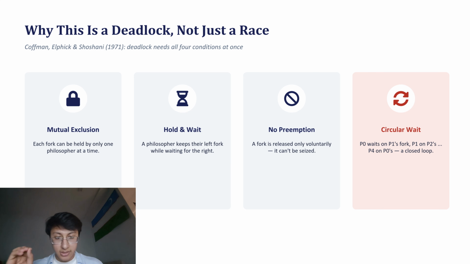Each fork is exclusive to one holder. A philosopher holds their left fork while waiting for the right one. Forks can't be forcibly taken away, and this is the fatal one: if every philosopher grabs the left one first, you get a closed circular chain of waiting, because everyone is waiting for someone, and that causes the problem.